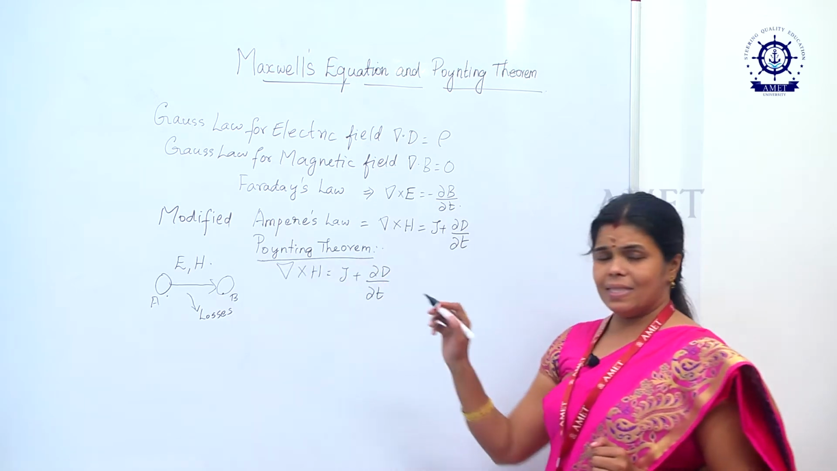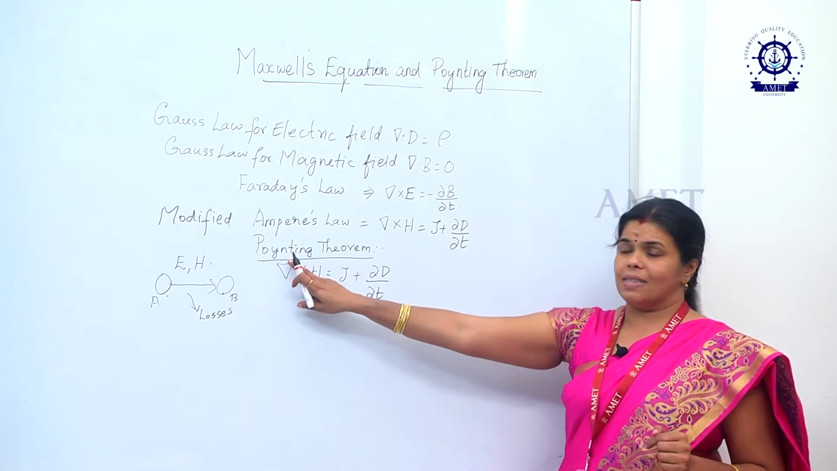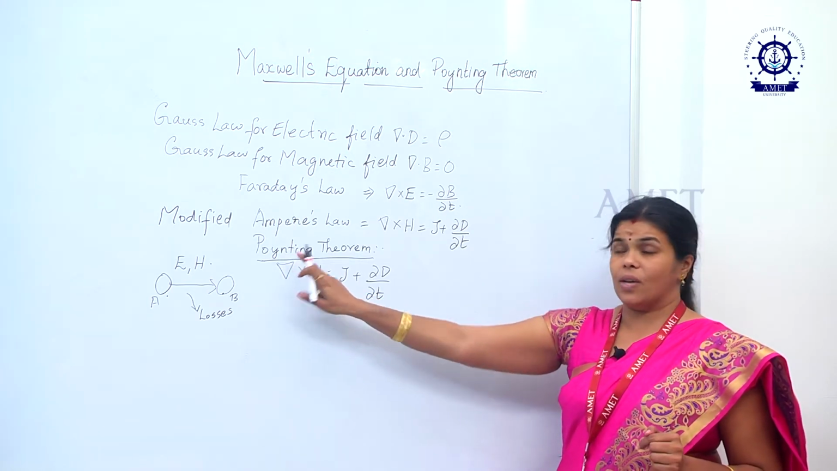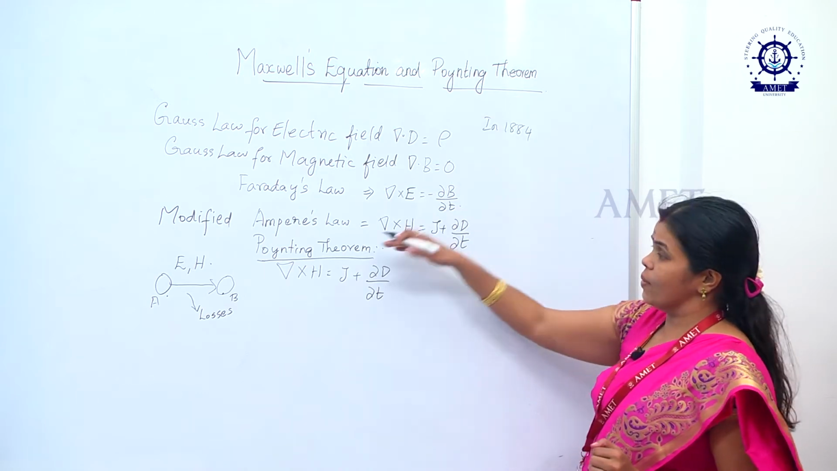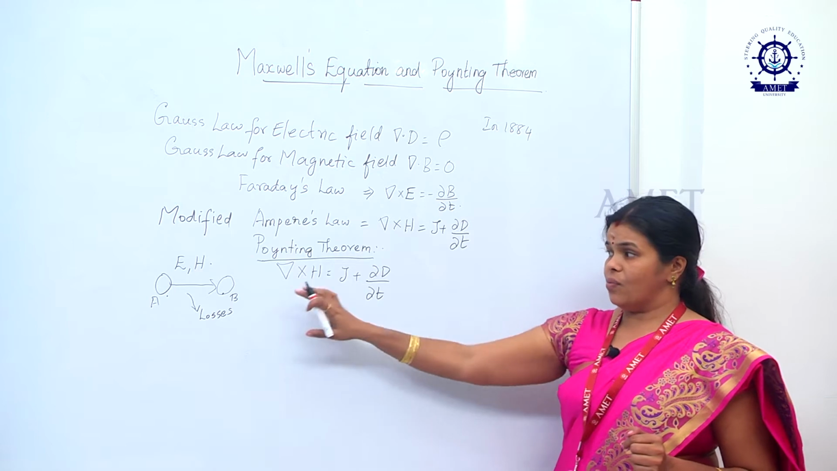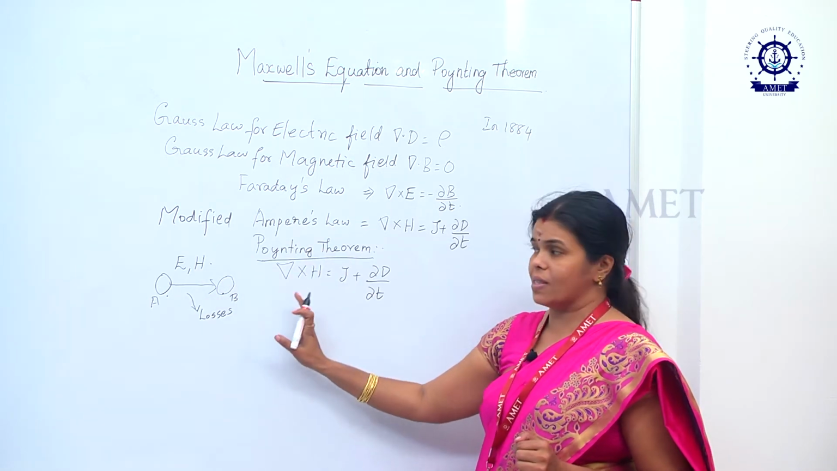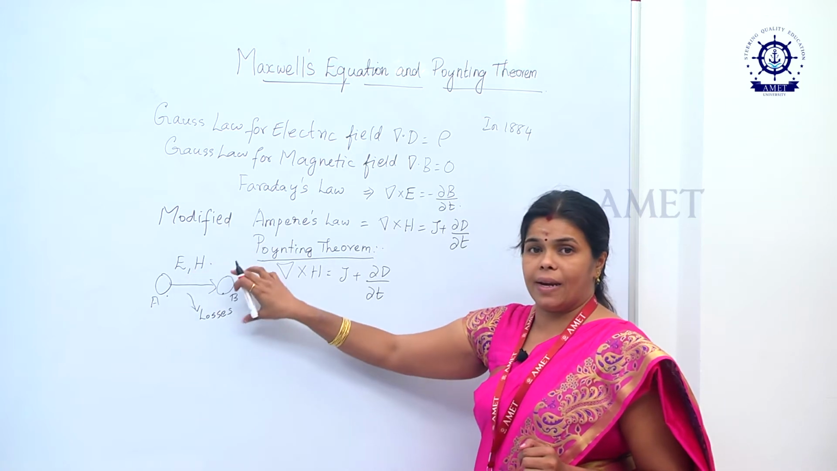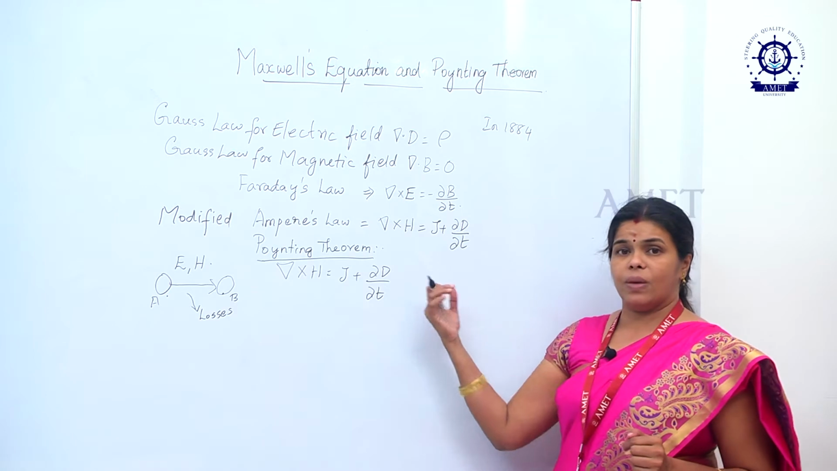Why this is known as Poynting theorem means actually Poynting is a scientist, he derived in the year 1884. In the year 1884 he derived this equation, and he found out if a wave is travelling from one place to another, some amount of energy will be lost and the remaining energy will be reaching the destination. So only he derived the equation with the help of the Maxwell's equation.